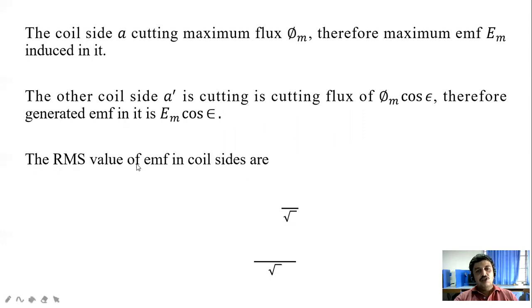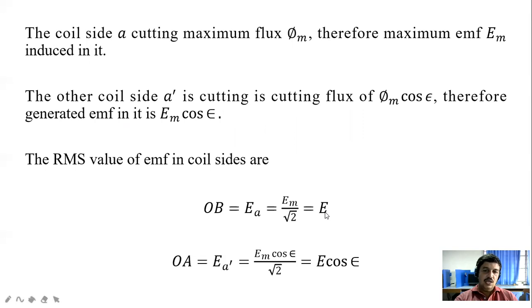So the RMS values of these EMFs are: OB, which is the EMF induced in coil side A, is equal to EM divided by root 2, that is equal to E, and OA, which is equal to EA dash, is equal to EM cos epsilon by root 2. This EM by root 2 is nothing but E, so that is equal to E cos epsilon.